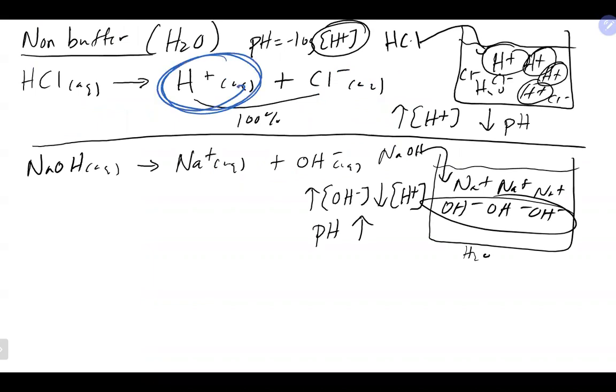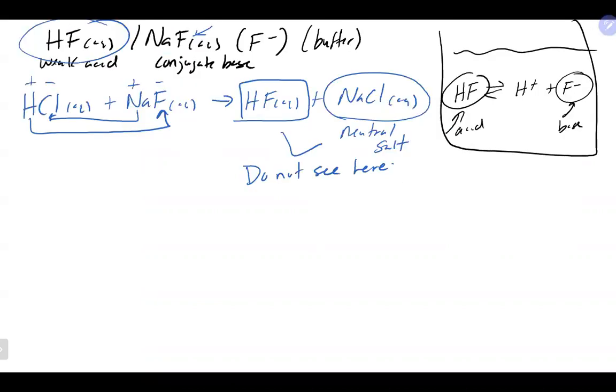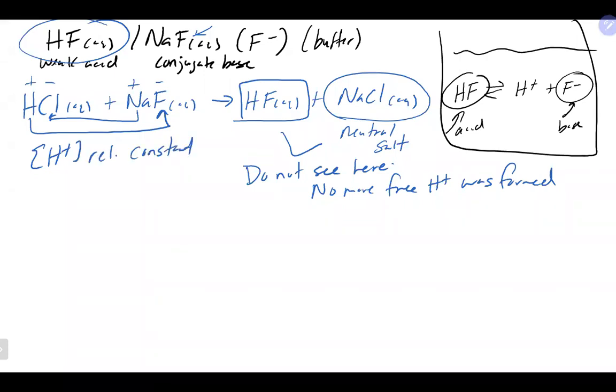When we added it to the buffer, no more free H plus was formed. And because there's no more free H plus formed, the concentration of H plus stays relatively constant. And if the concentration of H plus stays relatively constant, that means the pH will also stay relatively constant. So the amount of H plus that was there at the beginning, as you can see here, there's a little bit of H plus there to start with, basically stays the same.